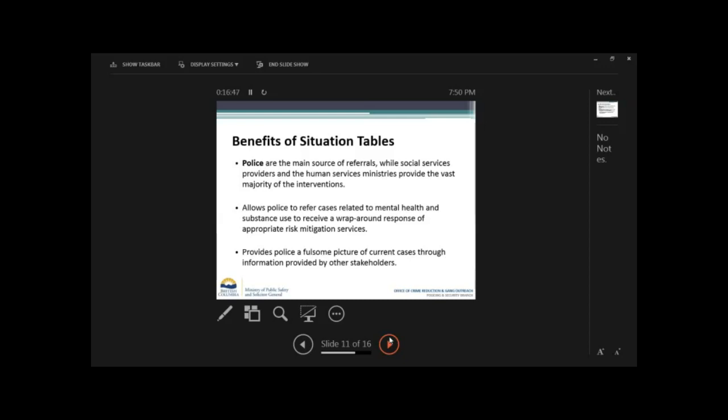It also allows the police to refer cases, of course, with mental health and substance use and know that they're okay. And it provides the police with a fulsome picture of current cases, just based on the information that other stakeholders have, specifically the school district and the health district. Next slide, please.